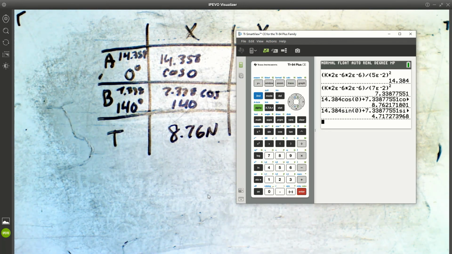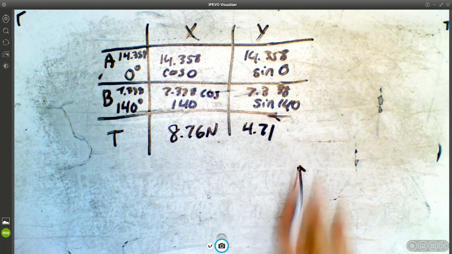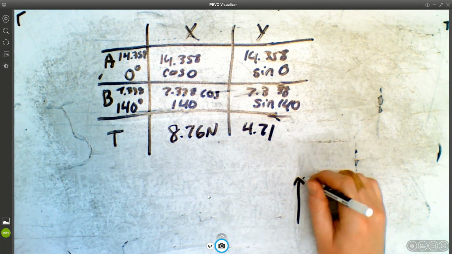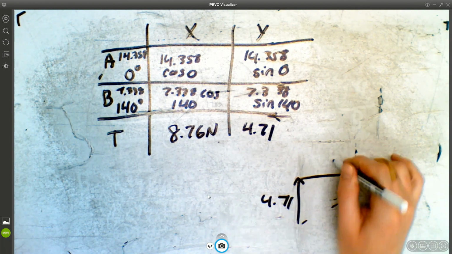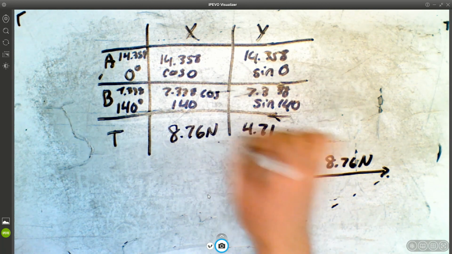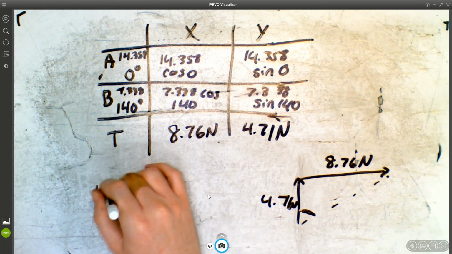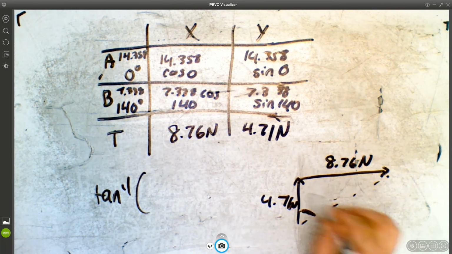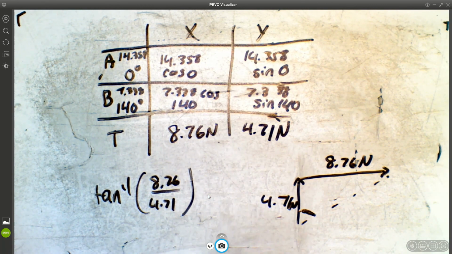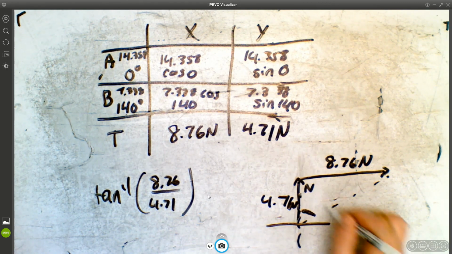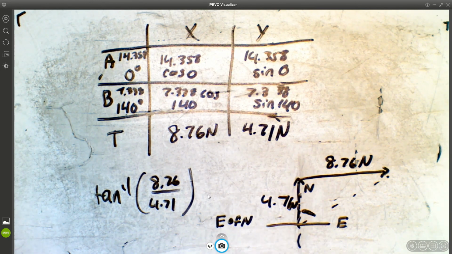So if we draw our final triangle, our y is positive so we go up, and our x is positive, so we go to the right. So this is 4.71, this is 8.76. These are all newtons, like that. So if we find the hypotenuse, and then we tan -1, opposite over adjacent, the angle is going to be, so this is northeast, so we're not going directly north, we're going east of north. Whatever our angle is, it's going to be east of north.